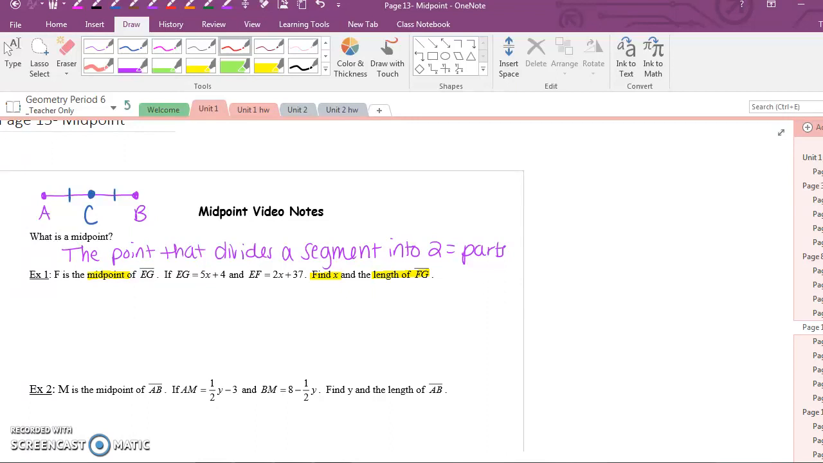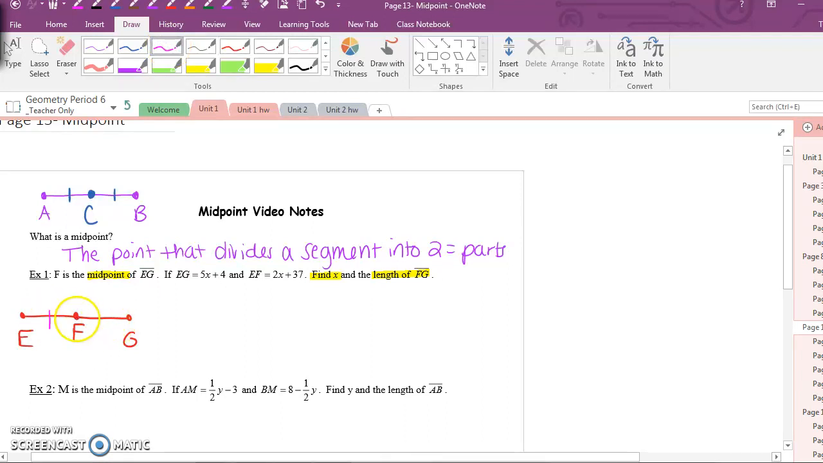Now because we don't have a picture, we need to draw one. If I draw segment EG, we know that F is the midpoint. What does that tell me? That EF is going to be the same as FG in terms of length. What else did they give me?